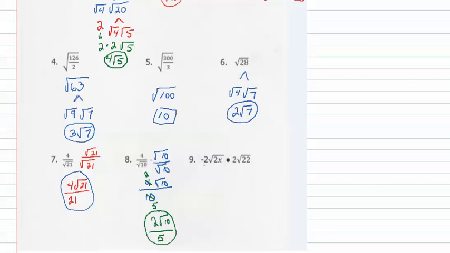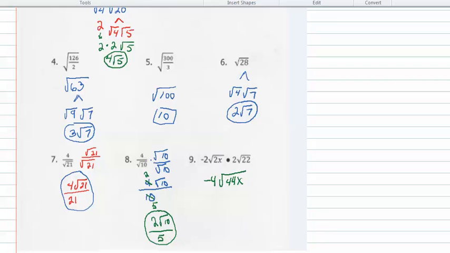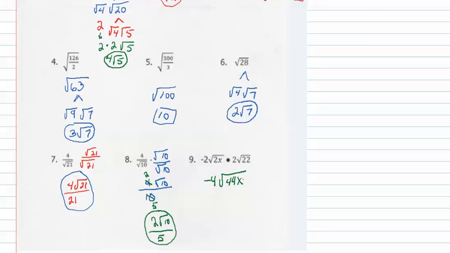Alright, number 9. First of all, let's go ahead and multiply. Numbers go with numbers. So let's multiply this -2 times 2, which is -4. Then I multiply radicals with radicals. 2 times 22 is 44, and I keep the x. Okay, then let's look and see, can 44 be broken down into a perfect square?